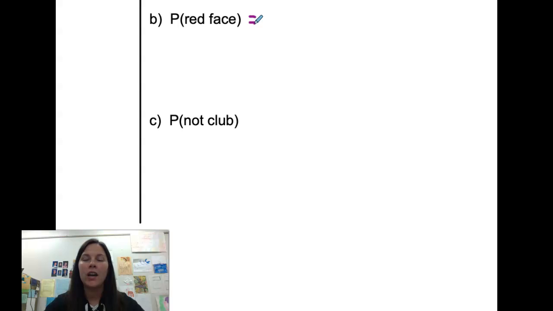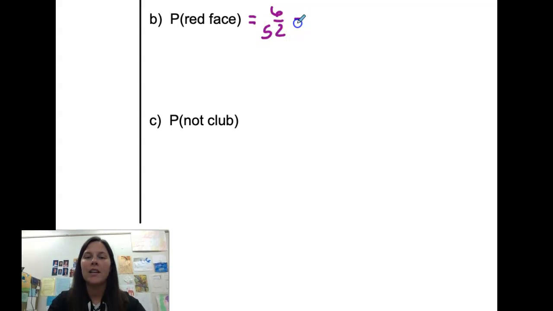So we have the Jack, Queen, King of Hearts, and the Jack, Queen, King of Diamonds, a total of 6 cards that are red and face card out of the 52 cards in the deck. This one simplifies as well. I can divide them each by 2 and I get 3 out of 26.